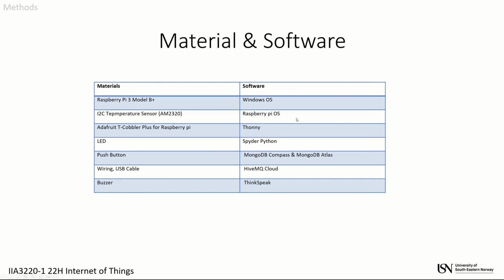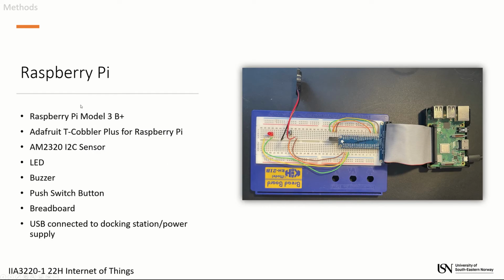So the materials and software used are these. It is worthy to mention that the Adafruit T-Cobbler Plus is very useful. It provides you your GPIO pins from Raspberry Pi to your breadboard. Software: Windows operating system, Raspberry Pi, Thonny Python tool, and Spyder Python in Windows OS, MongoDB Compass, MongoDB Atlas, HiveMQ Cloud MQTT Broker, and ThingSpeak.